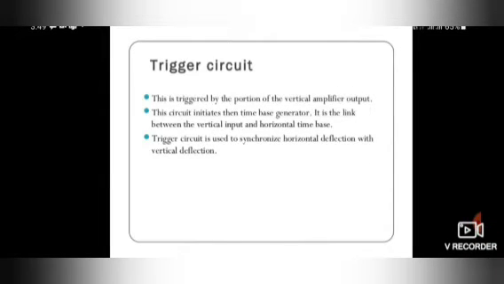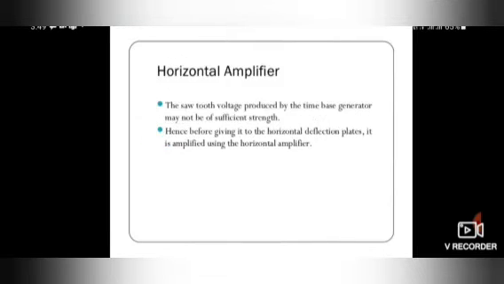Trigger circuit. This is triggered by a portion of the vertical amplifier output. This circuit initiates the time-based generator. It is the link between the vertical input and horizontal time base. Trigger circuit is used to synchronize horizontal deflection with vertical deflection. Then only we will get the exact wave.